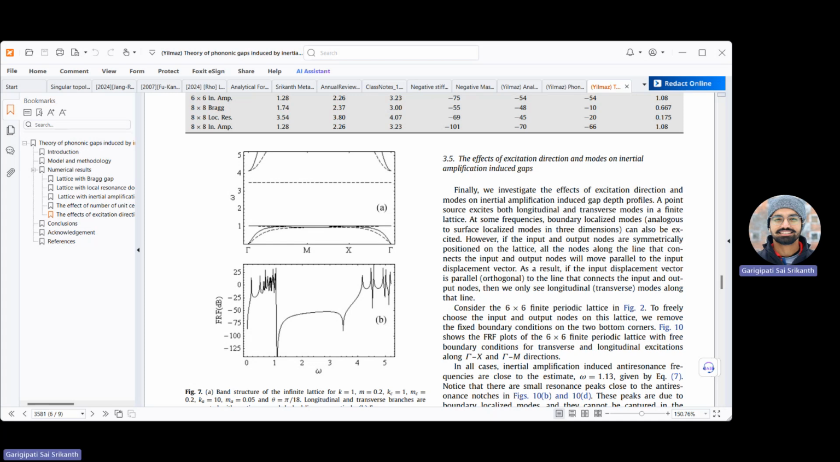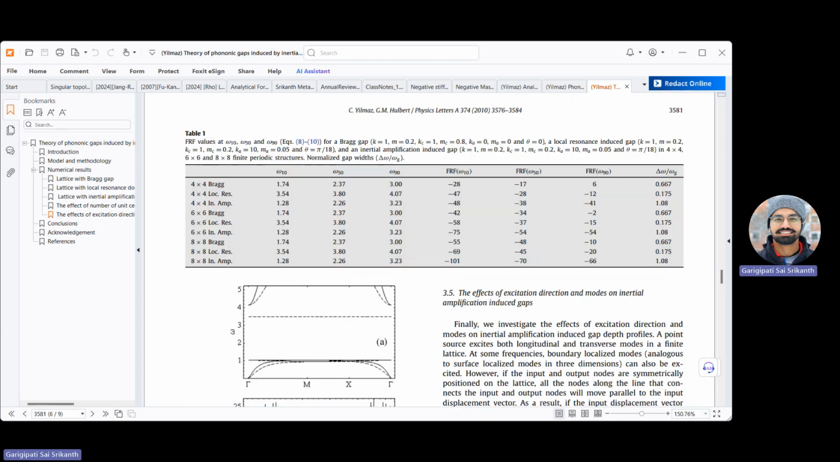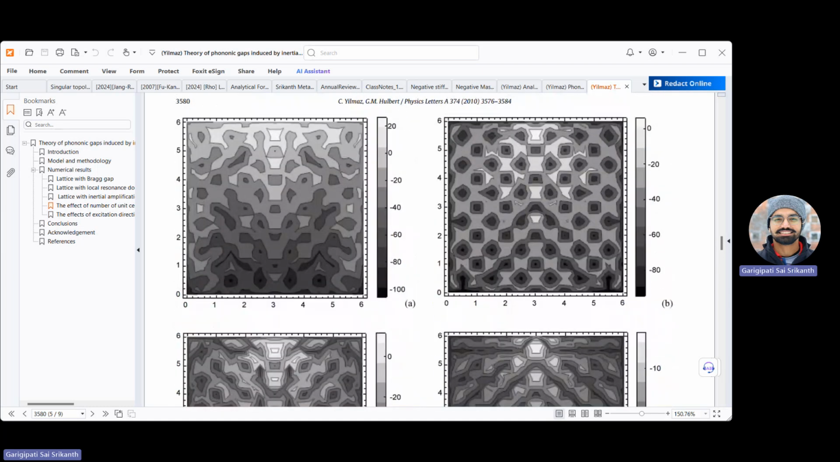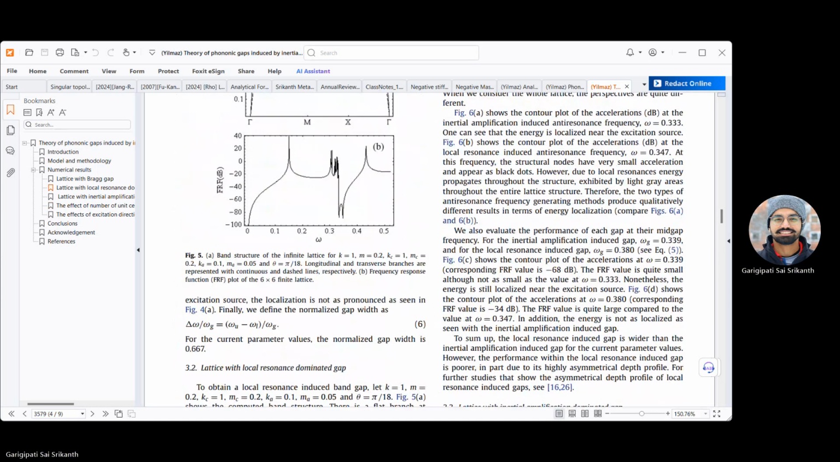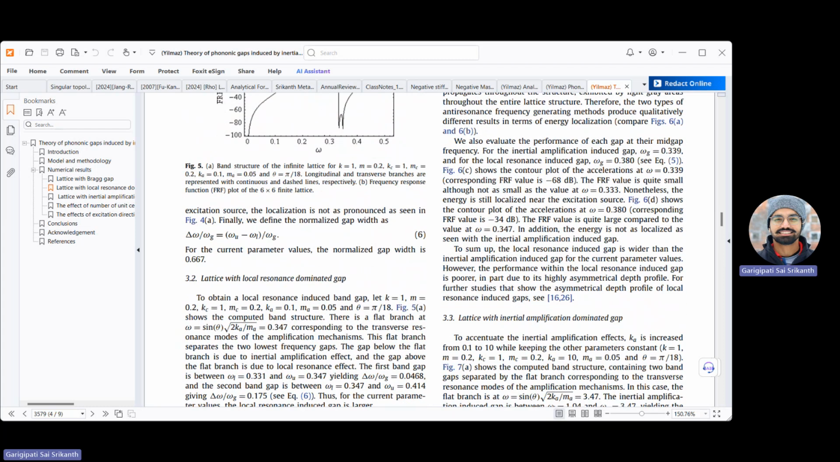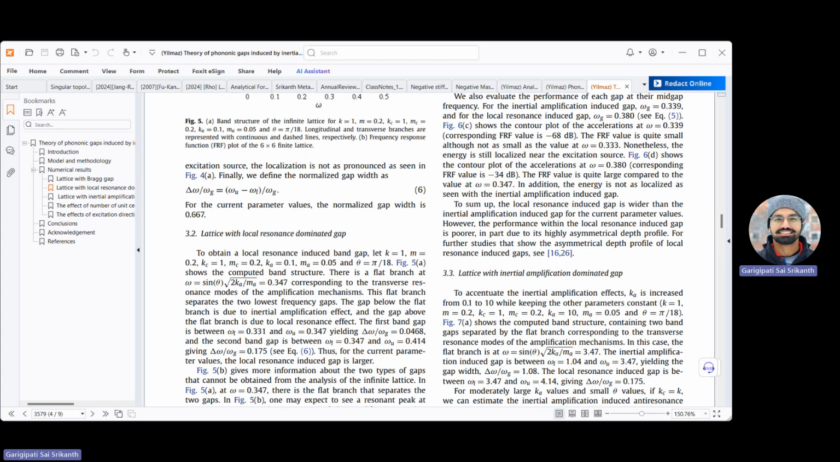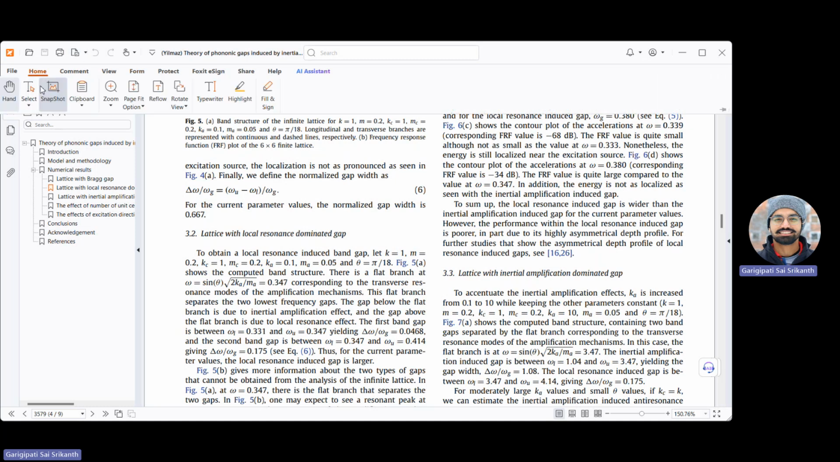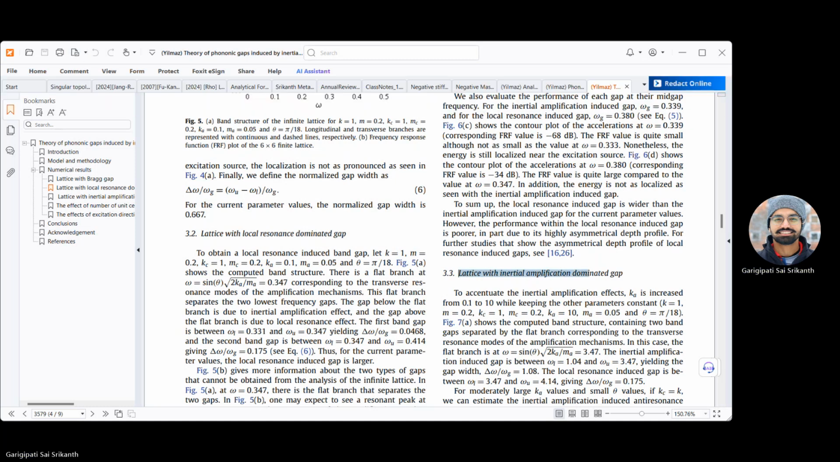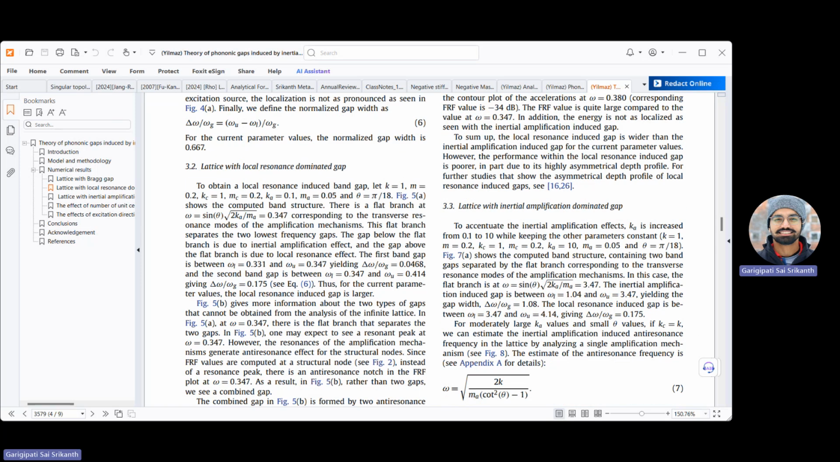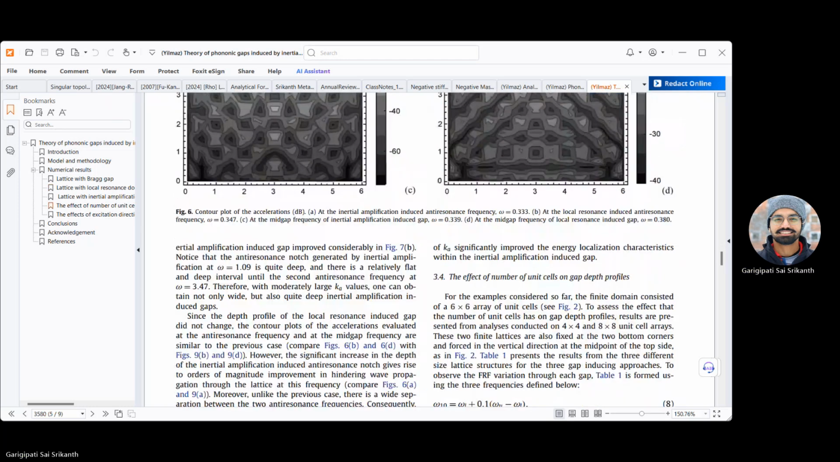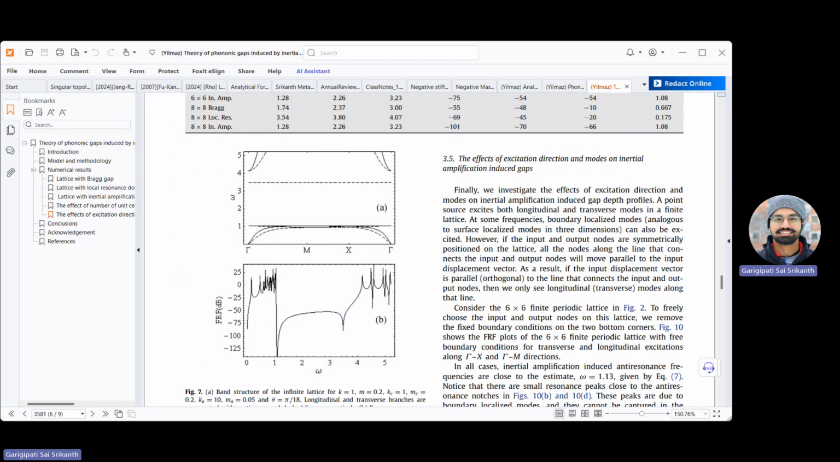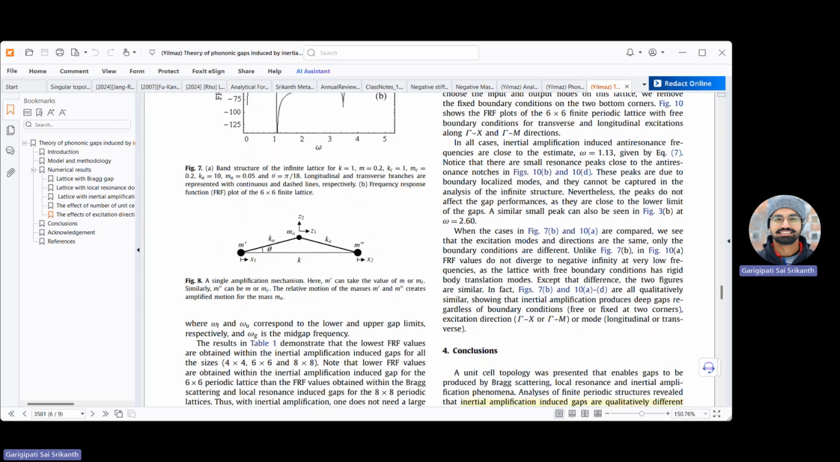So this is a broader and lower band gap than the metamaterial, designed in a slightly different way. See here, they mention this is a lattice where inertial amplification dominates. And we can clearly see the effect of inertial amplification in making the band gap broader and lower.